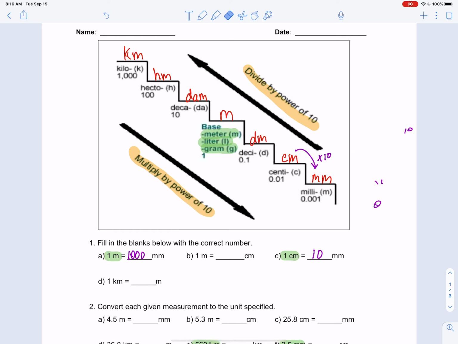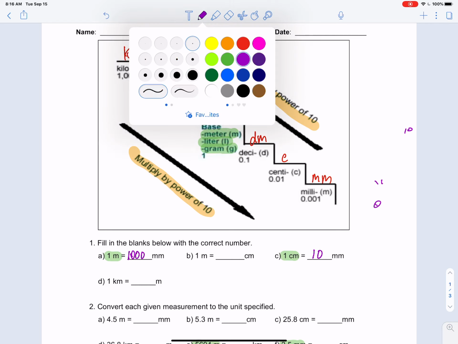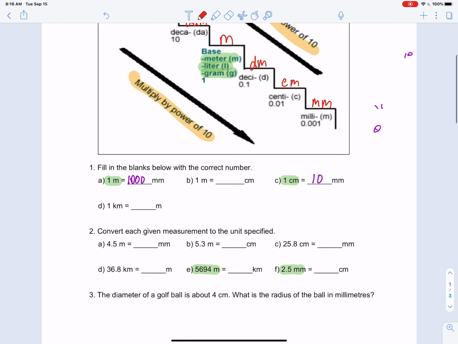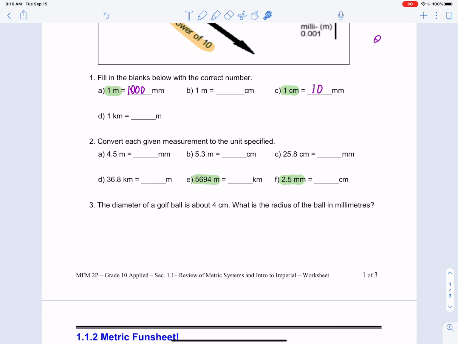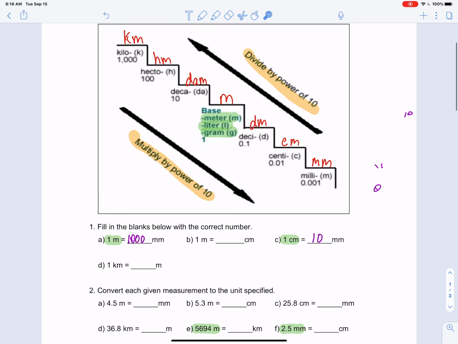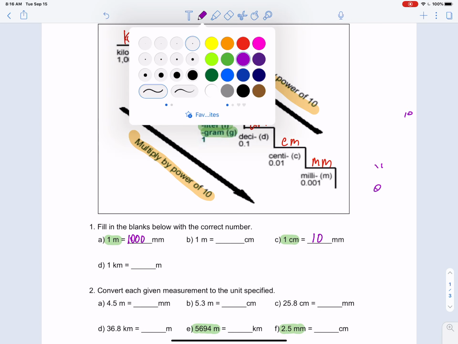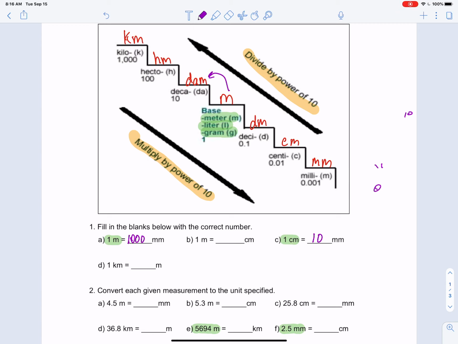Okay, so now let's take a look at what you do when we go the other direction. Let's take a look at 2E. Now we're in meters, and I want to go to kilometers. So for 2E, we're going from meters, and now we're going up the stairs, 1 step to decameters, 2 steps to hectometers, 3 steps to kilometers. And every time you go up the stairs, you're going to be dividing by 10, dividing by 10, dividing by 10.